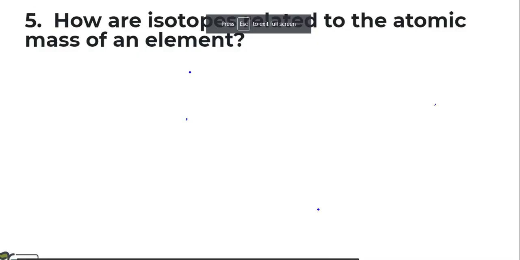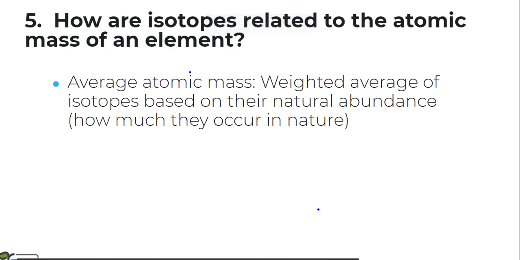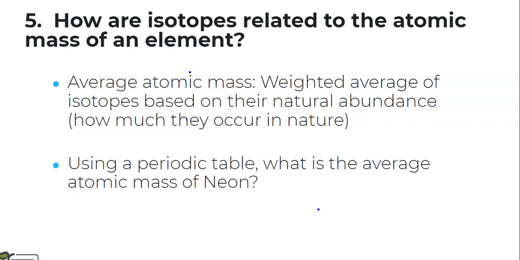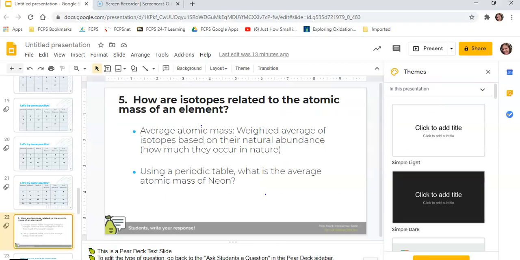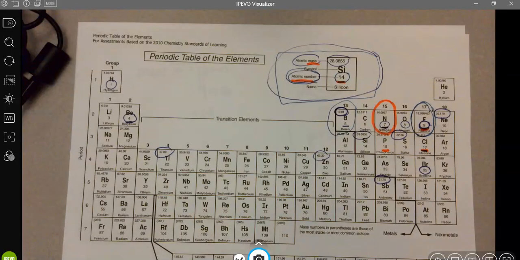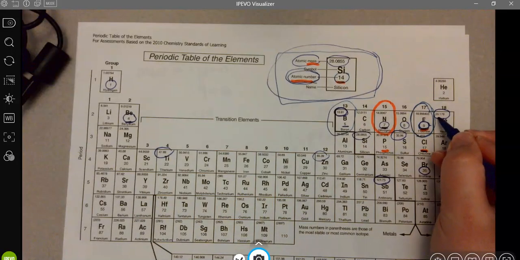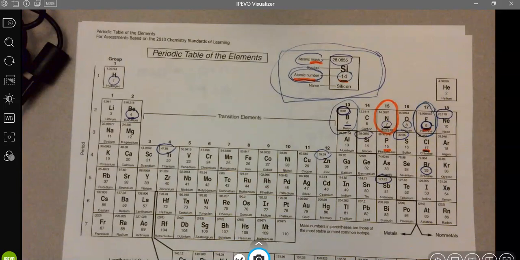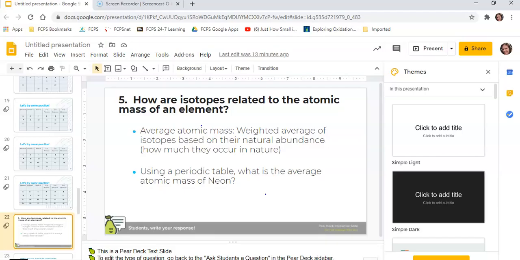So the average atomic mass is what's on the periodic table, and this is a weighted average of isotopes based on their natural abundance. So that's just how much they occur in nature. So if we used a periodic table to look at the average atomic mass of neon, we would see in the upper left-hand corner here that it's 20.179. So there must be more than one isotope of neon.